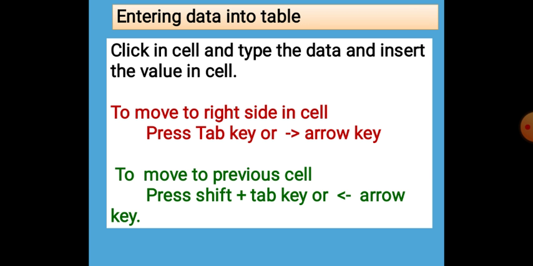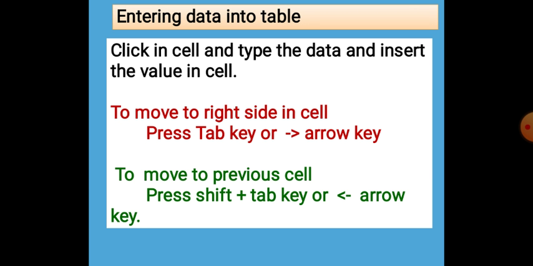Now, once we have created a table, children, we can enter data into a table. Simplest way to enter the data into a table is to just click inside the cell and start to type the data. आपको किसी भी सेल में क्लिक करना है और आप टाइपिंग कर सकते हैं. So this is the way we enter the data into the table.